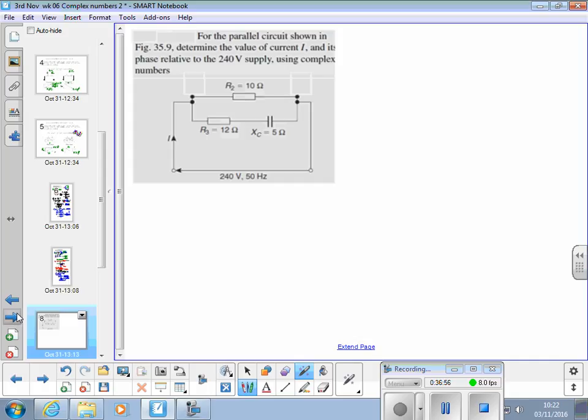So, for the parallel circuit shown in the figure, determine the value of the current I and its phase relative to the 240 volt supply using complex numbers. Now, you've got a parallel circuit here and you've got series as well. So how can I represent those two together as a complex number?